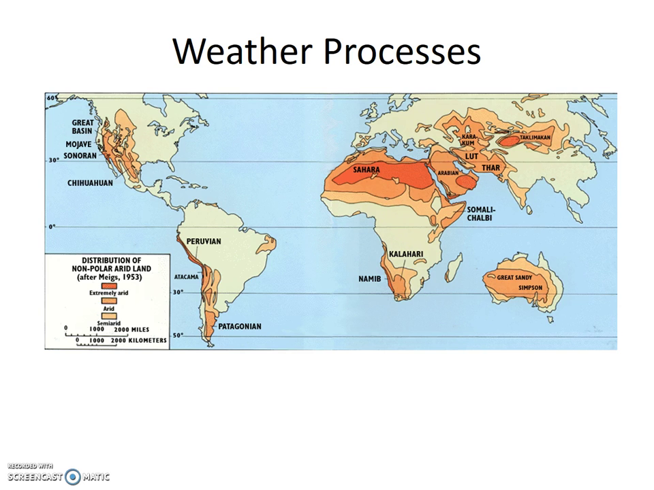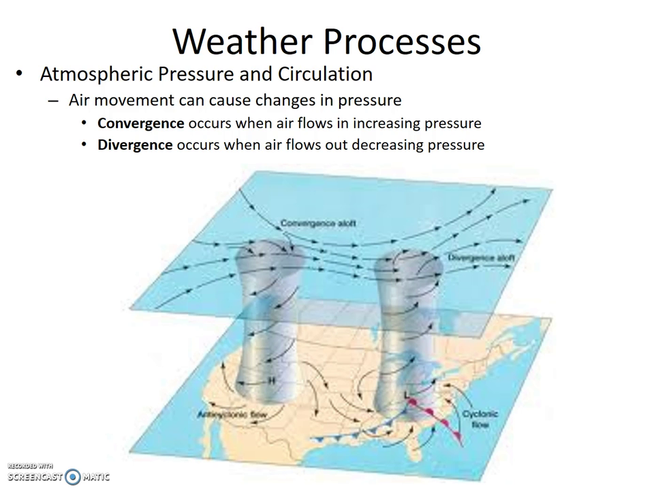More weather processes and atmospheric circulation. Air movement can cause changes in pressure. Convergence occurs when air flows in, increasing pressure, and divergence occurs when air flows out, decreasing pressure. The cartoon below depicts the convergence and divergence aloft and the resulting high and low pressures at the surface.